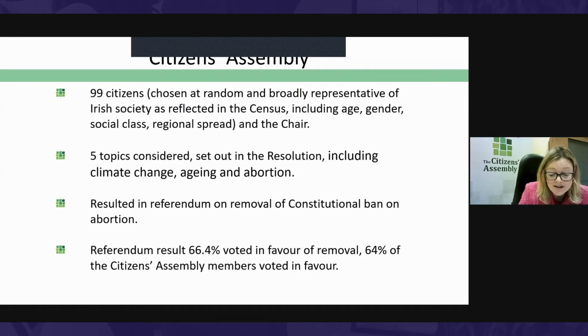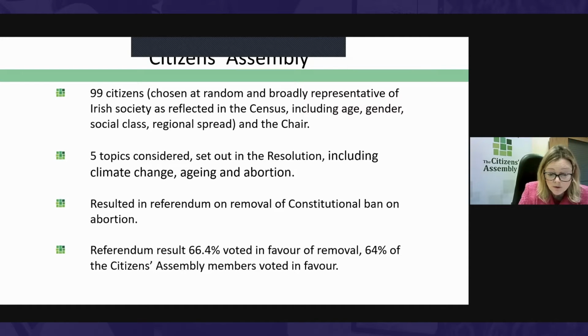So over 66%, you can see, 66.4% of voters voted in the referendum in favor of removing the ban. And this very closely mirrored the votes by the Assembly, where 64% of the members voted in favor of removal. So it really showed that the sample of 100 citizens did actually quite mirror, or certainly was a good representation of, what the general population felt about this issue.